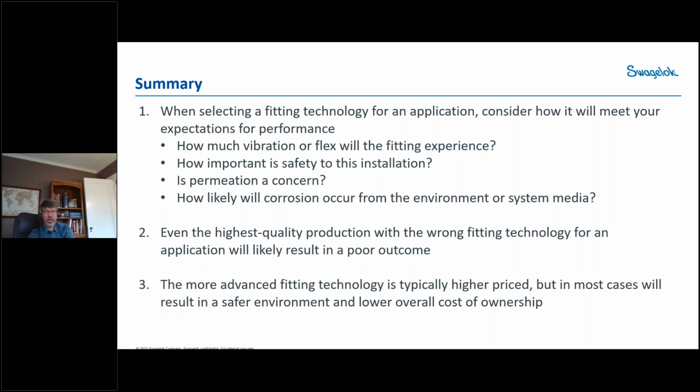And as we move along that spectrum that we just went through, we're getting higher and higher priced usually. But as you go to those higher prices, a lot of times that fitting will last longer and make it actually a lower cost of ownership, we call it, because it's lasting longer than a lower price technology.